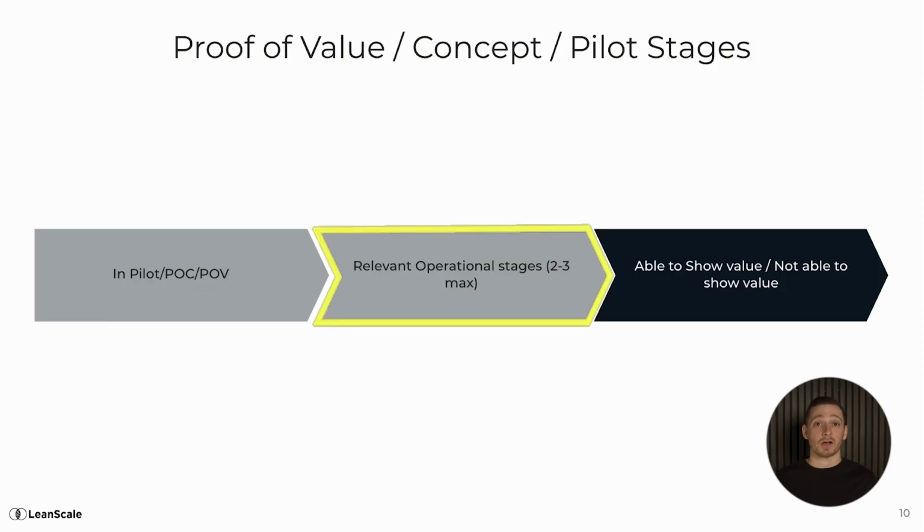After the prospect is in a POV, POC, or pilot process, you're going to want to outline a few operational steps that designate the type of process that you go through. I like to keep it between 2 and 3 stages. Any more starts to make it a little bit difficult to measure, and make it very clearly defined what it takes to move from one stage to the next.